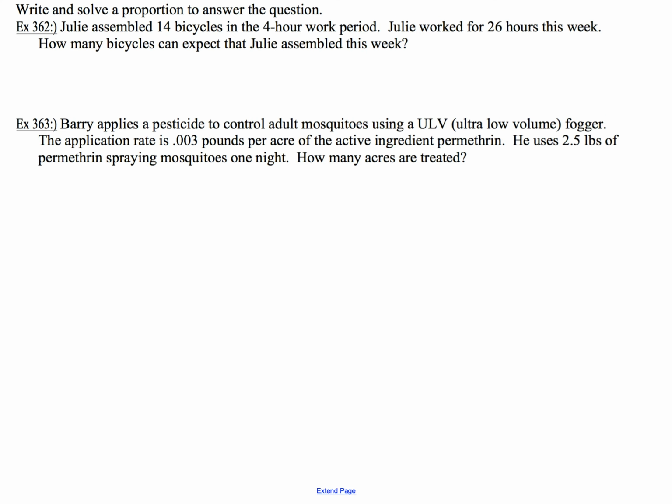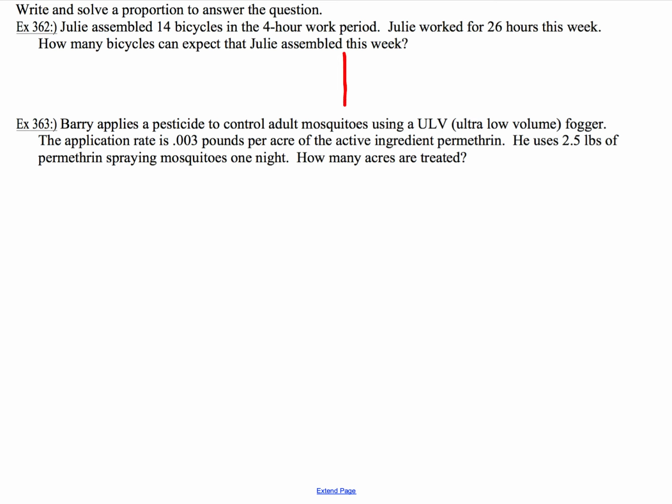Okay, more examples. These being situation problems. Write and solve a proportion to answer the question. Julie assembled 14 bicycles in a 4-hour work period. Julie worked for 26 hours this week. How many bicycles can we expect that Julie assembled this week?